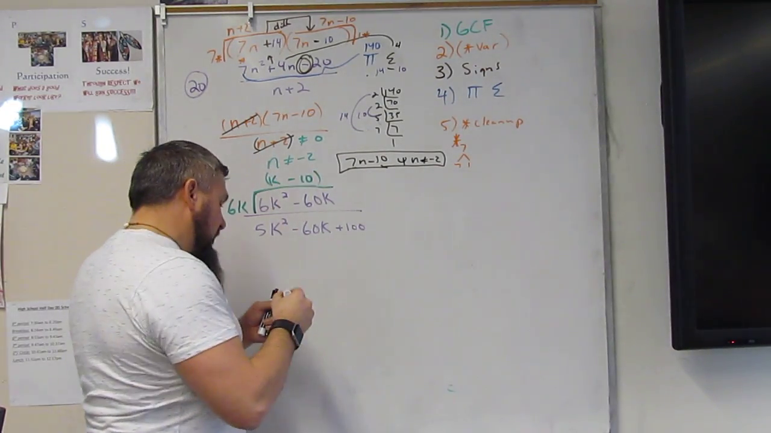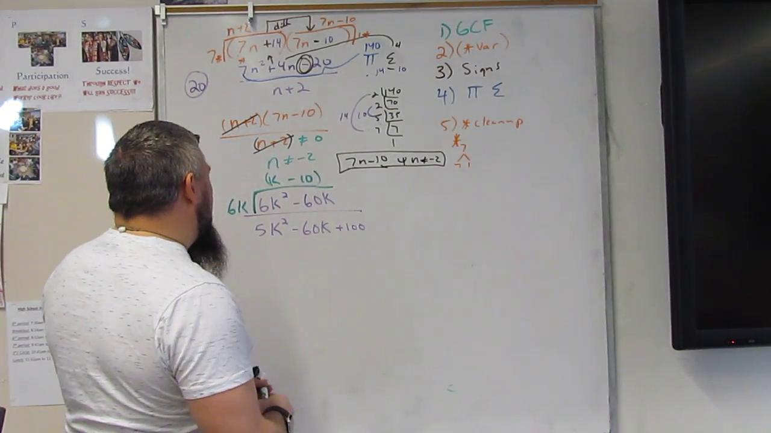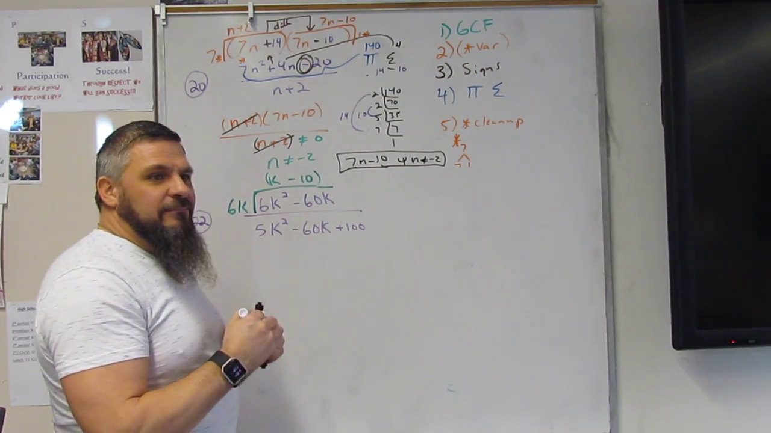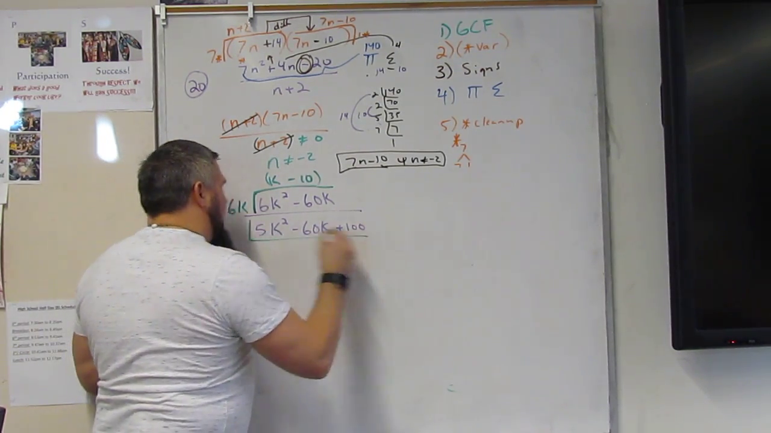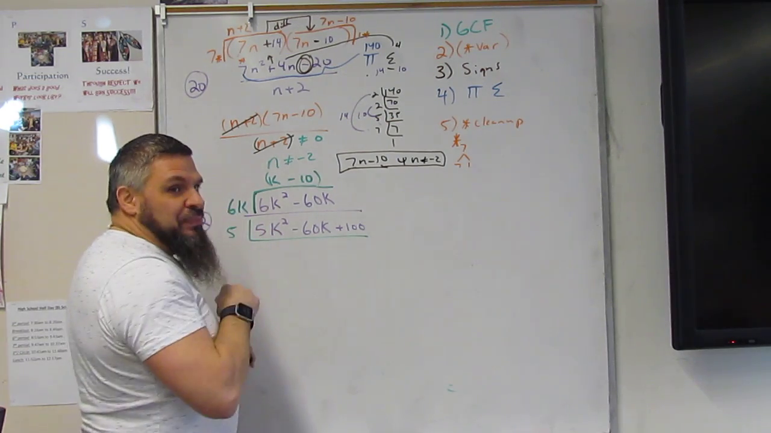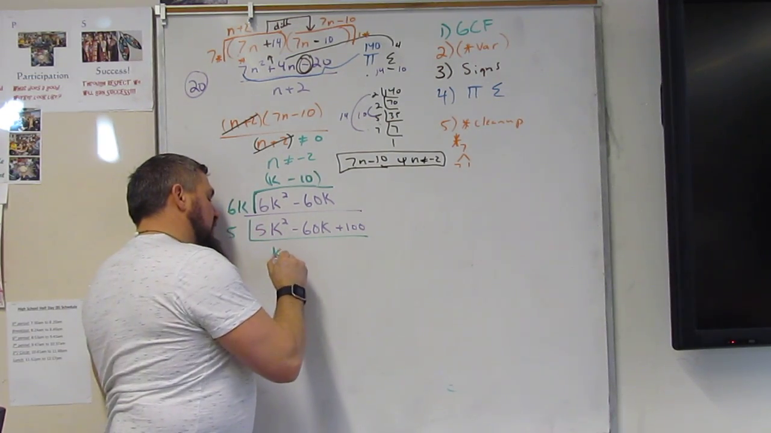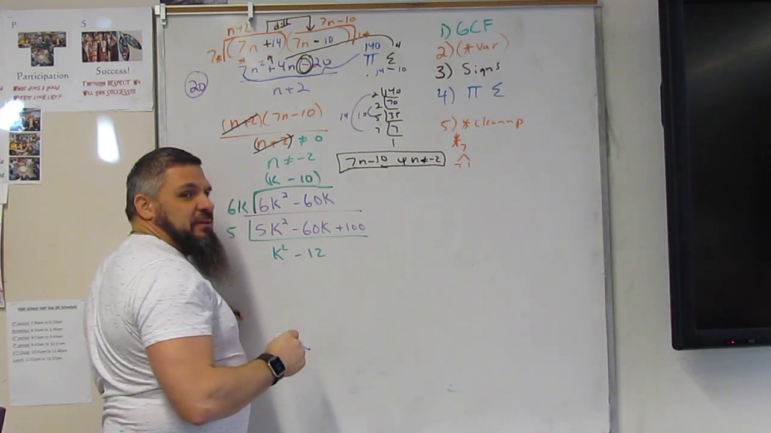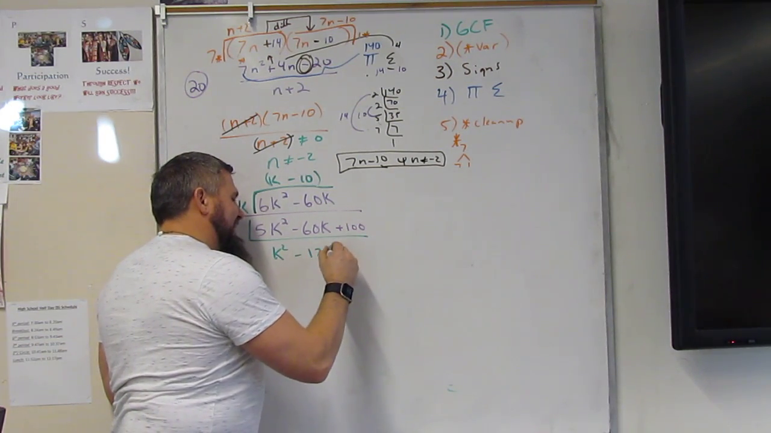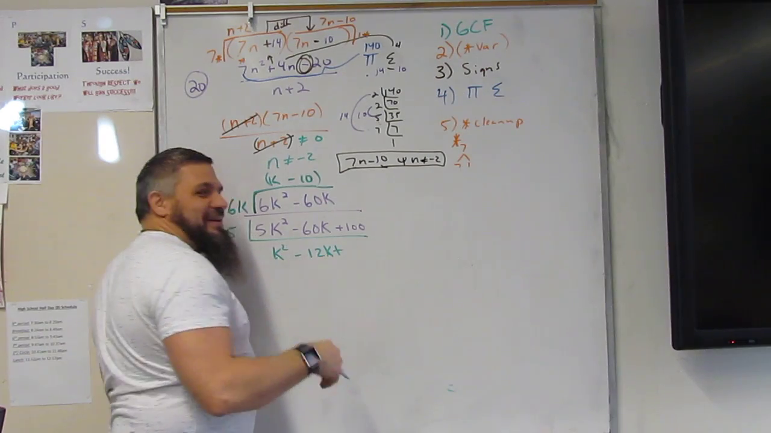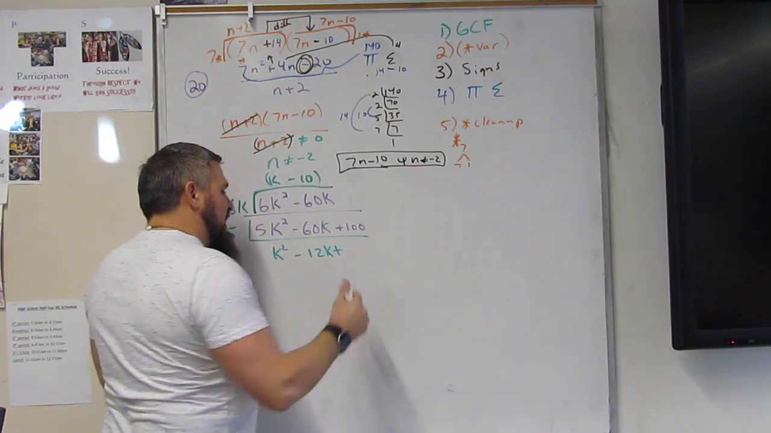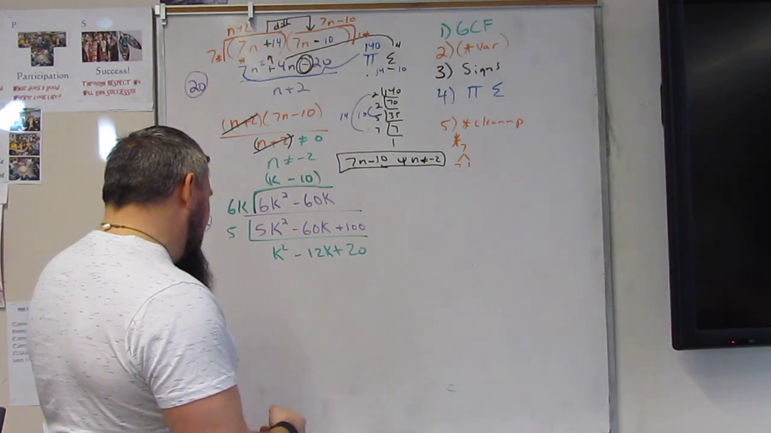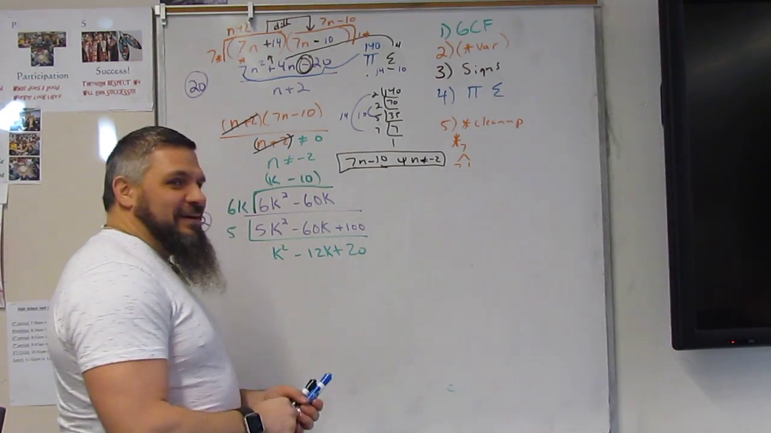And so now what goes into 5, 60, and 100? 5. Are you sure? How many times? k squared, 4, 12. And what is it? 20 minus 1.